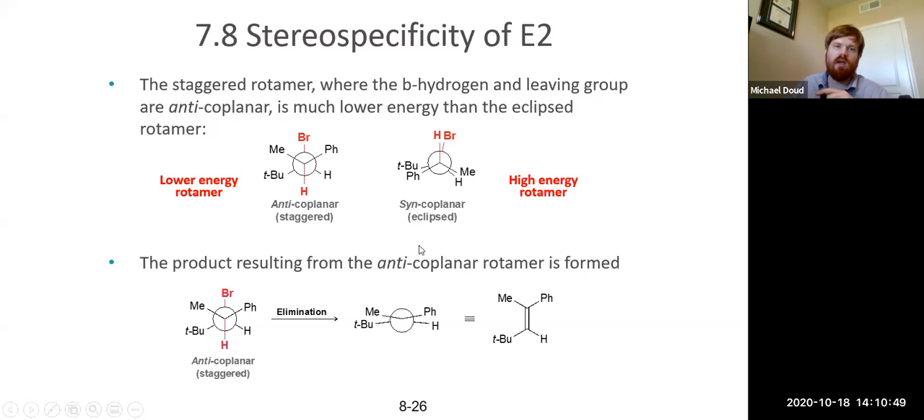eclipsed, excuse me. So this is a high energy rotamer. This isn't going to happen. The low energy rotamer, that is possible. Now, when you do that, check it out. So let me draw this in here real quick.